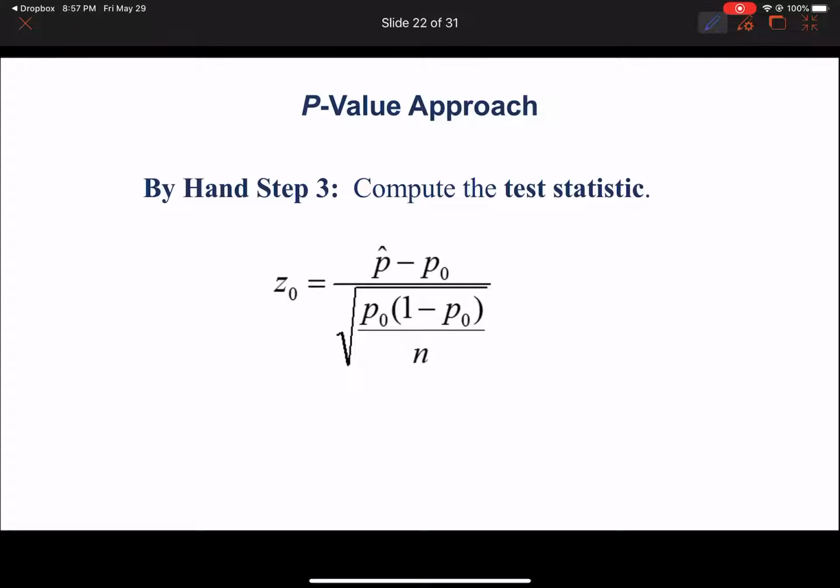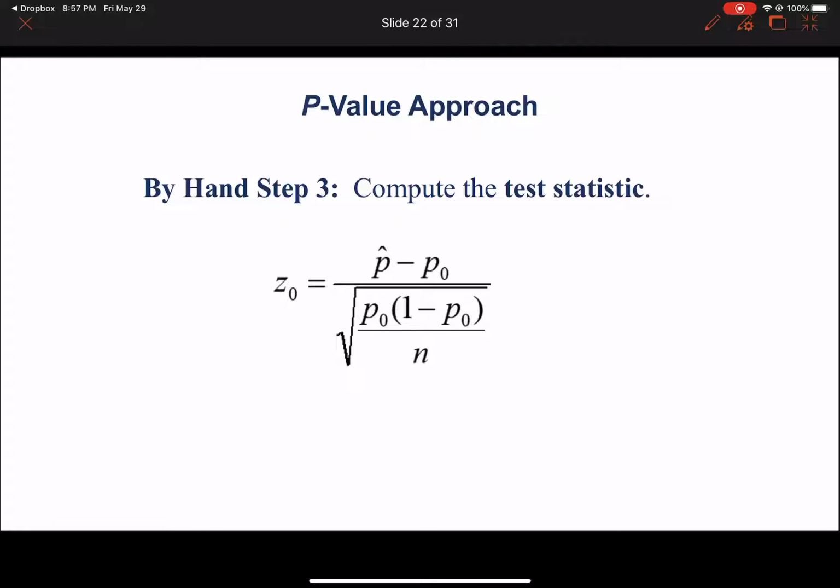Since I just grabbed this out of the air, it's not perfect. But there's a lot of people that have used hypothesis testing in their final projects. It's not required, it's just something you can do. Okay, so here's a hand computation: p hat minus p naught, divided by that standard deviation. Remember, we're using p naught for our test statistic. All right.